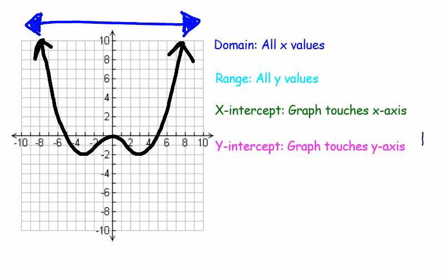Now for range. To show the range, I'm going to draw a bar from the bottom of the graph to the top of the graph. The bottom of the graph has no arrow, so there's no arrow at the bottom of my range bar. The top of the graph does have an arrow, so the top of my range bar also needs an arrow. There are three x-intercepts, here, here, and here. And there's also one y-intercept, and that's here.